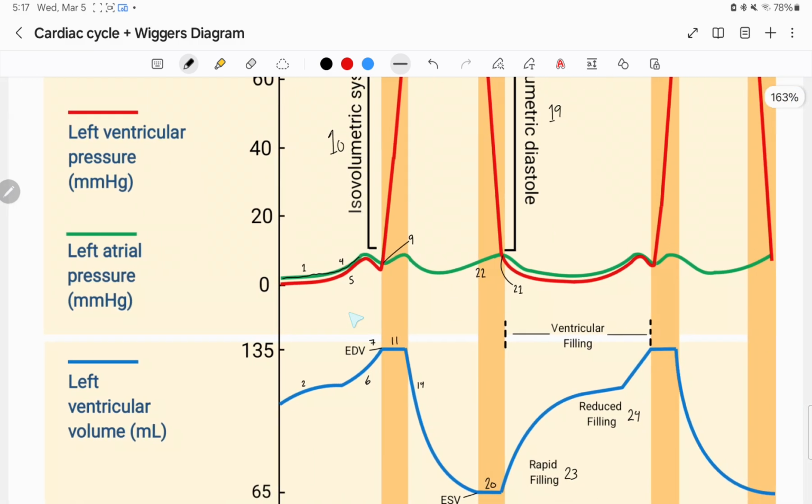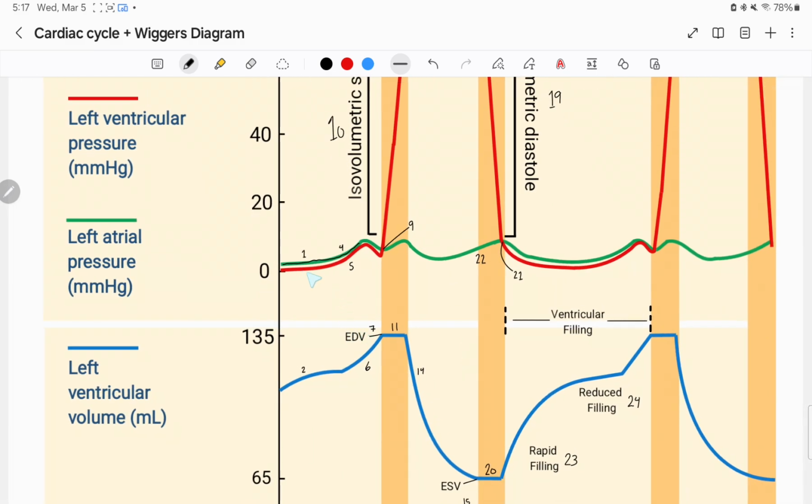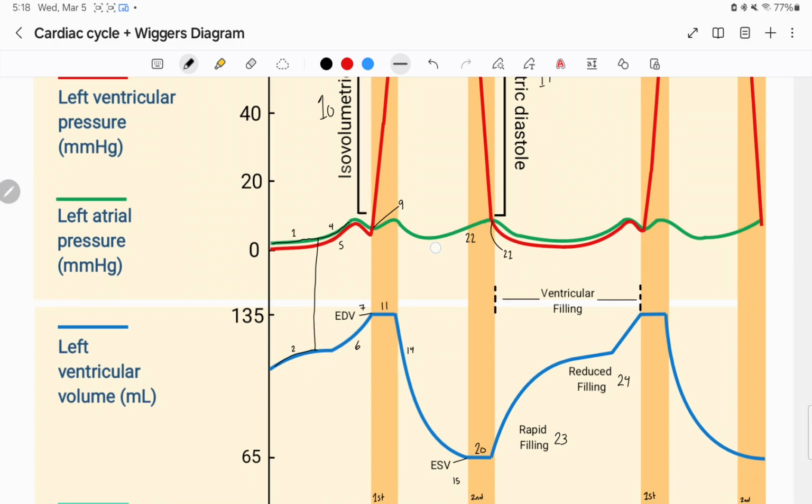And you might be saying, okay, where's your proof here? Well, look at this, okay? This exact time period correlates. As the pressure in the left atria is increasing, what do you notice? The volume of blood in the left ventricle is also increasing. So bear with me here.